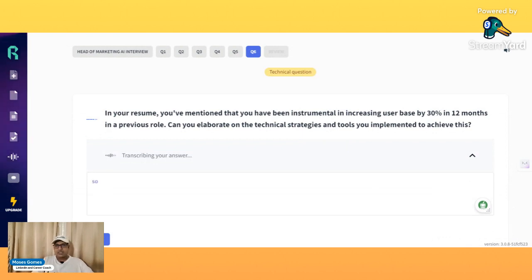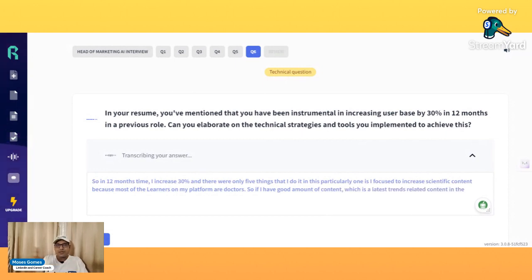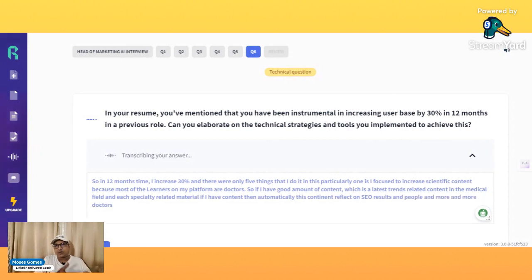So in 12 months' time, I increased the user base by 30%, and there were only five things that I did. One is I focused on increasing scientific content, because most of the learners on my platform are doctors. If I have a good amount of content on the latest trends in the medical field and in each specialty, then automatically this content will reflect in SEO results, and when more doctors search for that content, they will land up on my website.